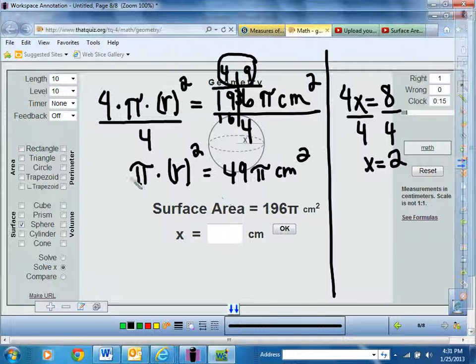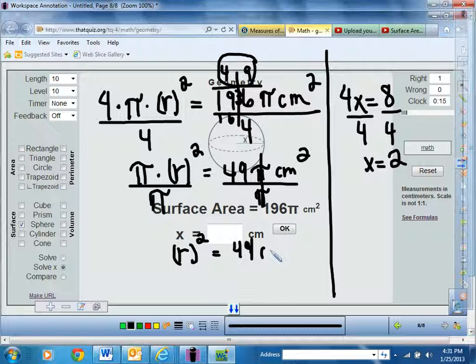Now this is a coefficient, pi. So I take it and I divide by pi on both sides. So these cancel out, they leave 1. So that you can see this, I'm going to come down here. So now I have r to the second power, and I know that that's equal, here this cancels, to 49 centimeters squared.